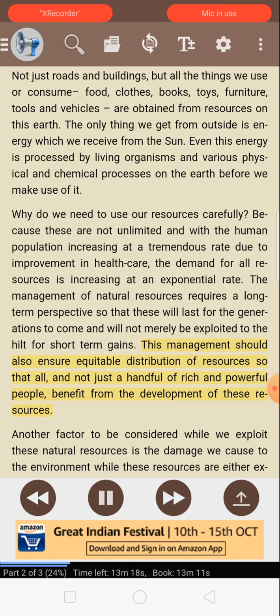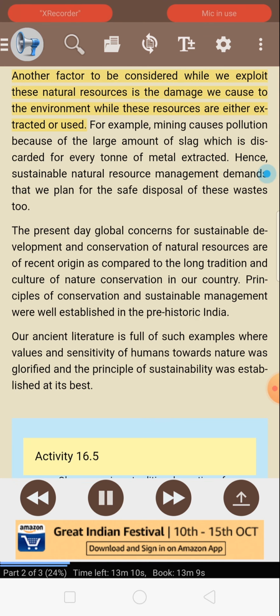This management should also ensure equitable distribution of resources so that all, and not just a handful of rich and powerful people, benefit from the development of these resources. Another factor to be considered while we exploit these natural resources is the damage we cause to the environment while these resources are either extracted or used. For example, mining causes pollution because of the large amount of slag which is discarded for every ton of metal extracted. Hence, sustainable natural resource management demands that we plan for the safe disposal of these wastes too.